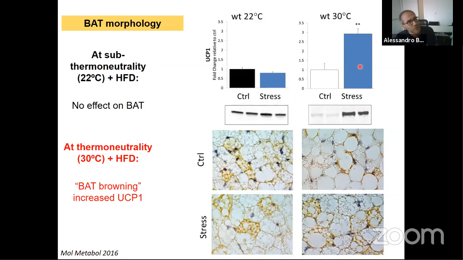But when you look into the animal at 30 Celsius thermal neutrality with high-fat diet, what we saw was a massive increase in UCP1 in the brown adipose tissue, for the experts in the audience, which looks almost indistinguishable from a wild-type control at room temperature. This is pretty impressive because it's browning at thermal neutrality, something that we called, a little emphatically, butt browning.